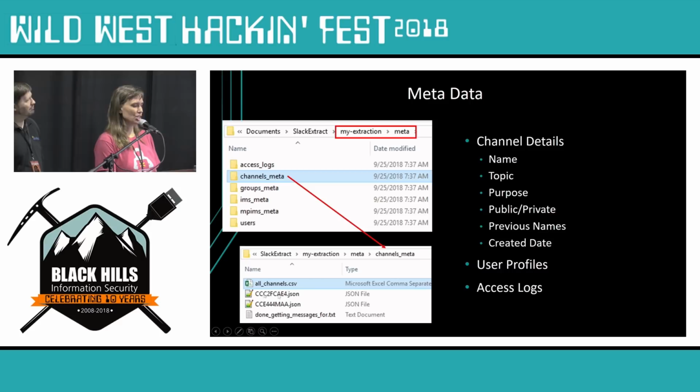If we look inside the channels folder, we see there's a JSON file for every channel. So that has all those details we see on the right. But after it downloads all those channel details, it rolls those up for you into allchannels.csv so that you can open it up in Excel and quickly sort through all the channels, what their purpose is, and find channels of interest by looking at that CSV file.